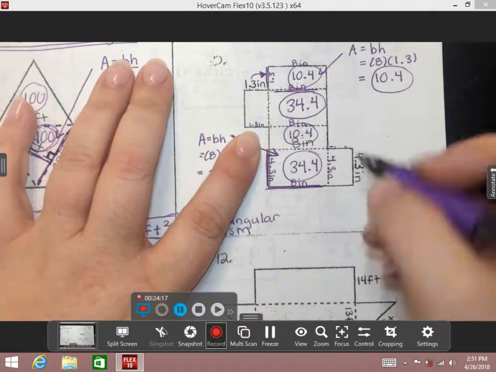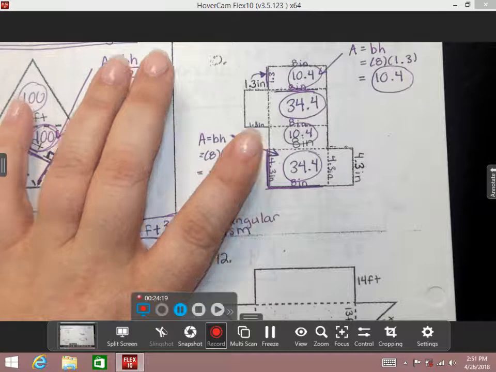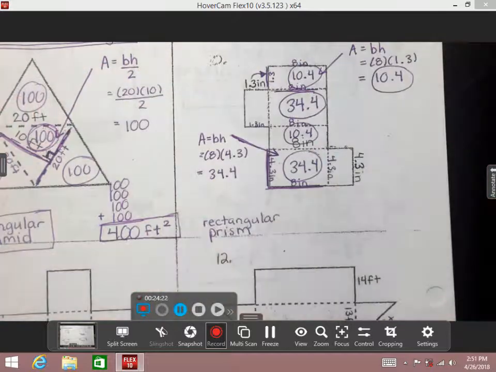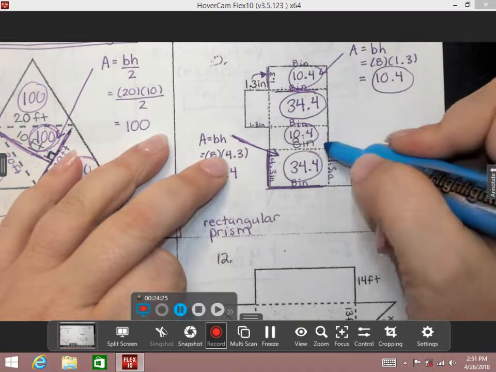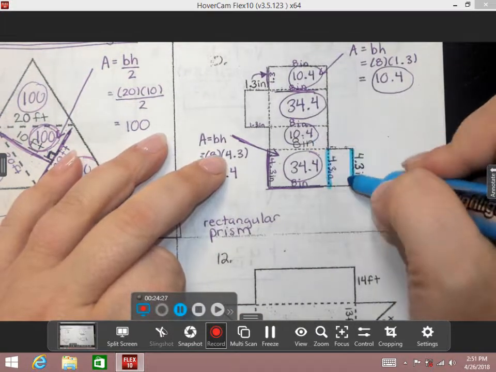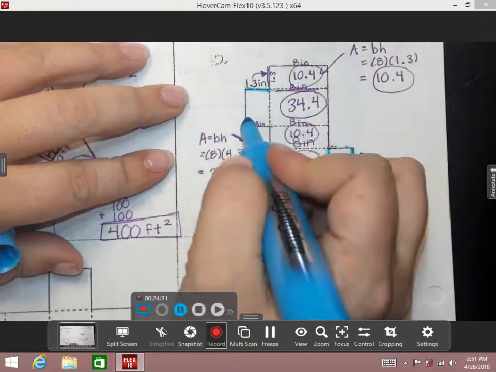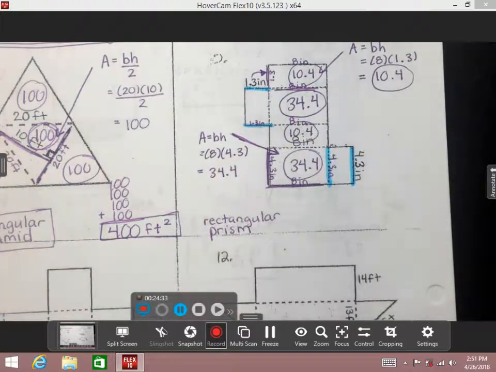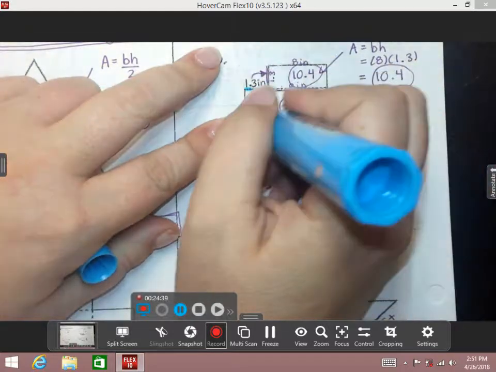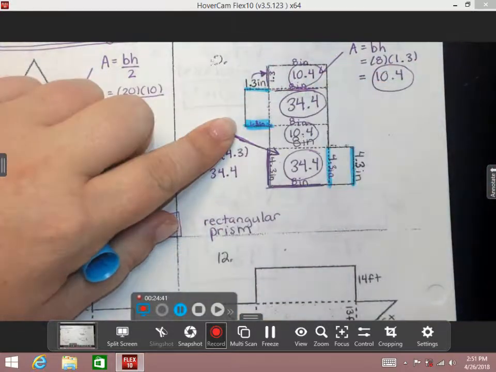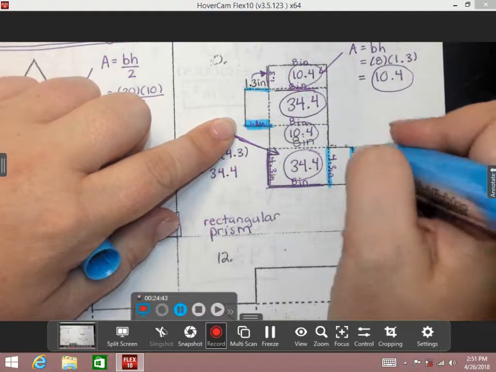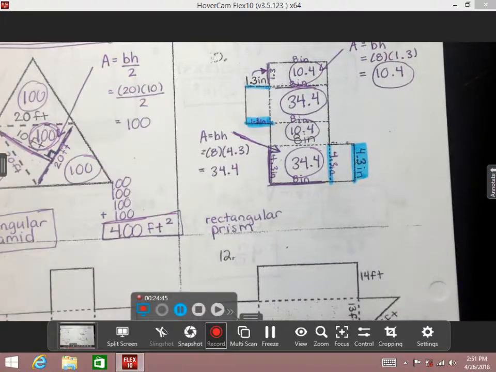So, if I look here, in fact, do I have a little highlighter? Yeah, there we go. All right, if I look at this rectangle, I'm given these 2 sides. If I look at this rectangle, I'm given the top and the bottom. If I put that information together, I'm going to get a base and a height. So from right here, I can see that 1.3 is going to be my base, and I can see that 4.3 is going to be my height.